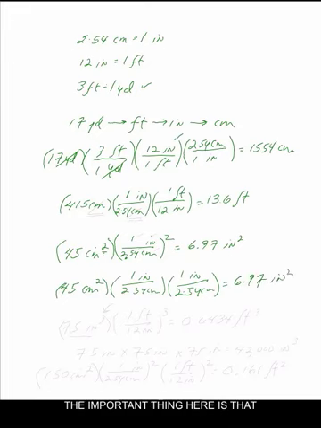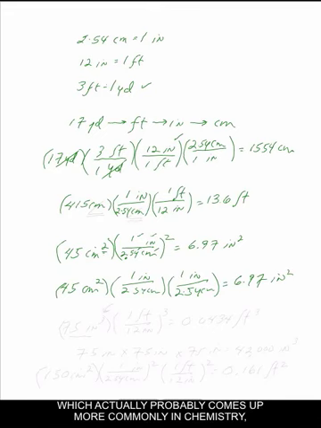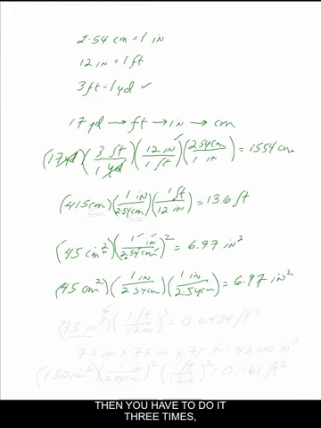The important thing here is that if you're using a square conversion factor, don't forget to square everything inside the parentheses. That means the 1, the inches, the 2.54, and the centimeters. All those things have to be squared. If you're doing a cube conversion, which actually probably comes up more commonly in chemistry, then you have to do it 3 times. And I'll just give one example.